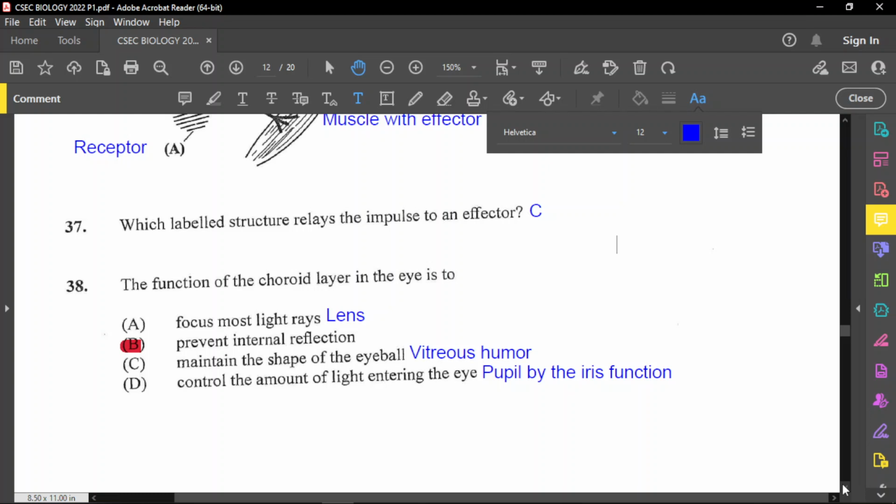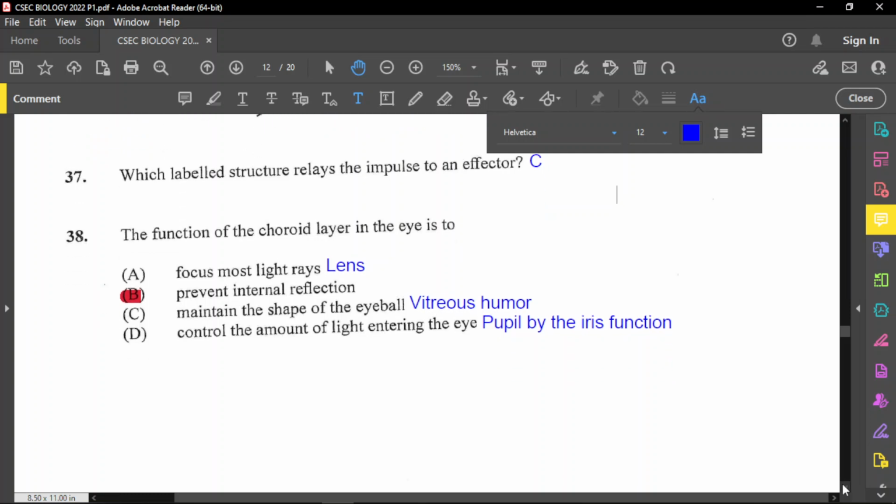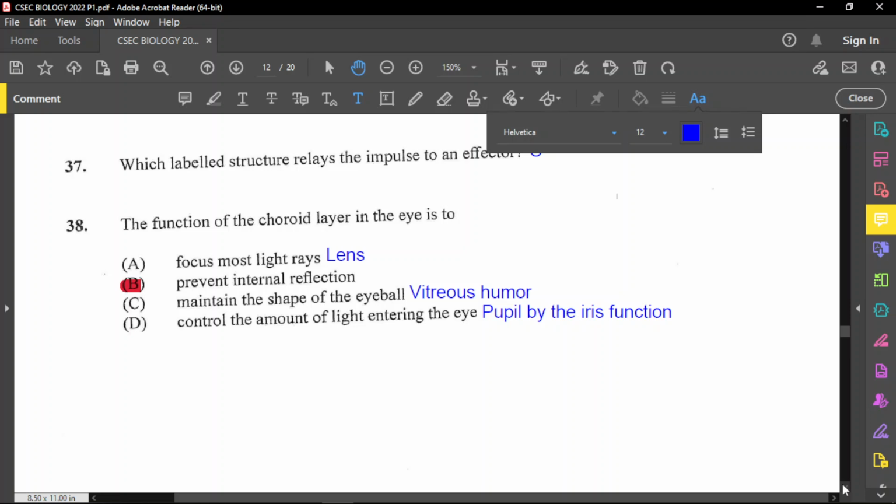Question 38: they ask what the function of the choroid layer in the eye is. Focusing light rays onto the retina would be the lens, which refracts light rays onto the retina. The choroid prevents internal reflection, so internal reflection is prevented or reduced by the choroid. All right, so B is the answer for the choroid function.